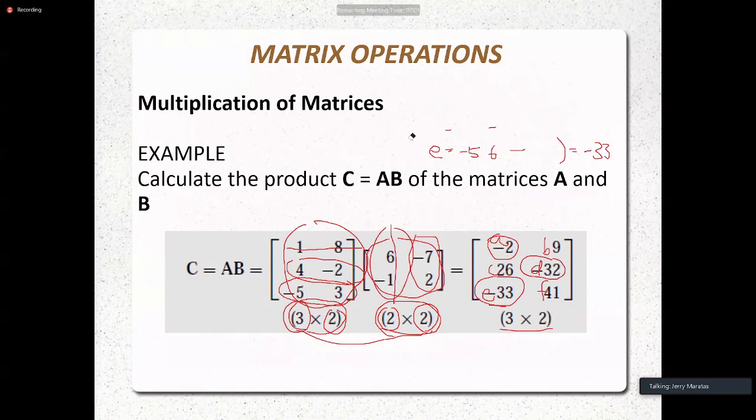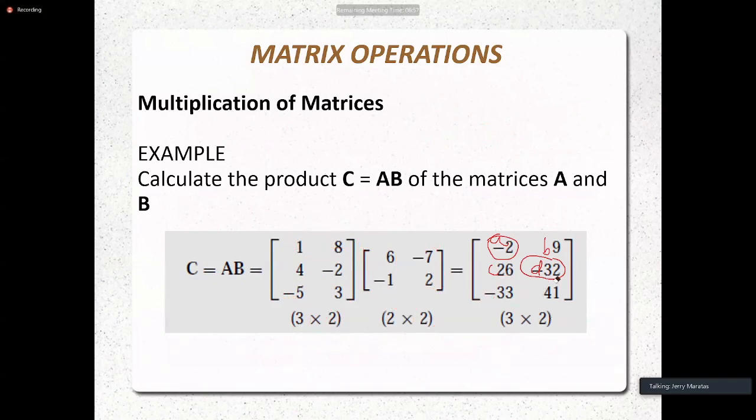Do you have questions or clarifications so far regarding matrix multiplication? None? None, sir.